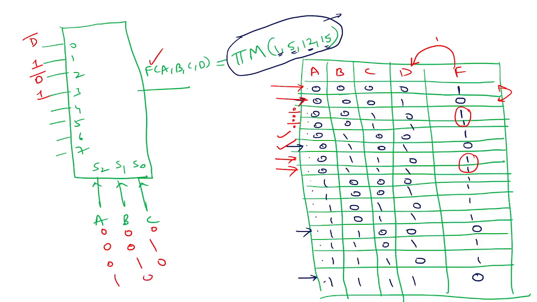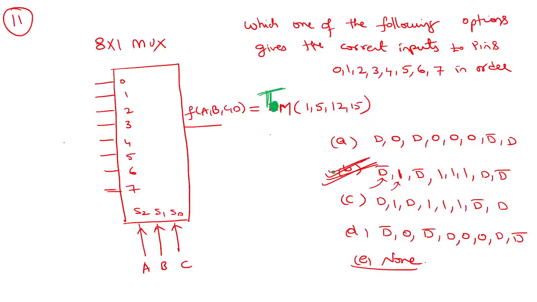Then 100. These two, right? Again, F is 1 irrespective of D. Then these two, 101. Again 1. Then 110. Okay, these two, 110. F is nothing but just a repetition of D. Right? Then this is D bar. Correct? 111, D bar. That's it. Correct. Option B is perfectly all right.